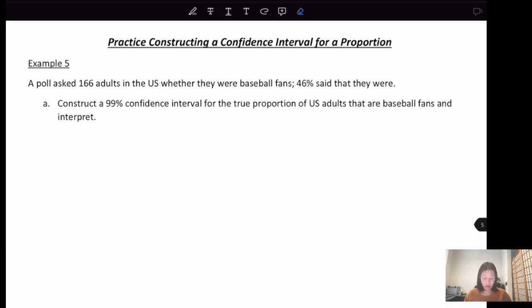In this video, we're going to practice constructing a confidence interval for a proportion. A poll asked 166 adults in the US whether they were basketball fans. 46% say that they were. Construct a 99% confidence interval for the true proportion of US adults that are basketball fans, and interpret it.